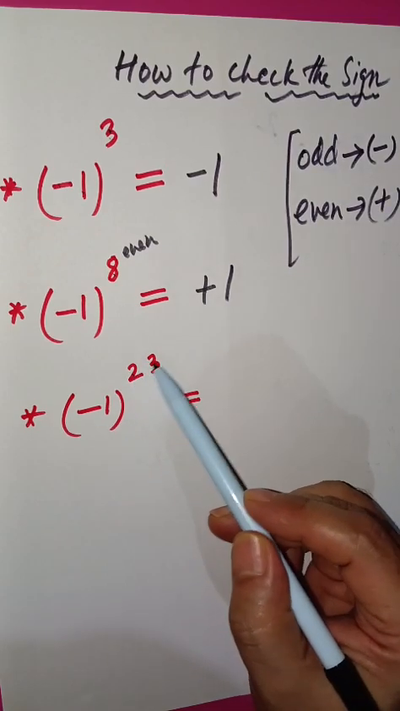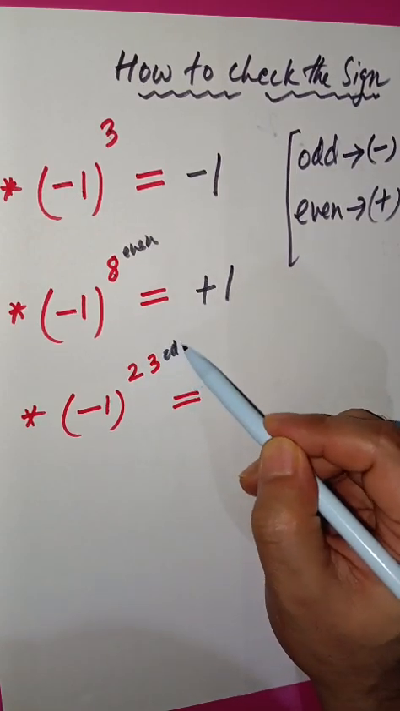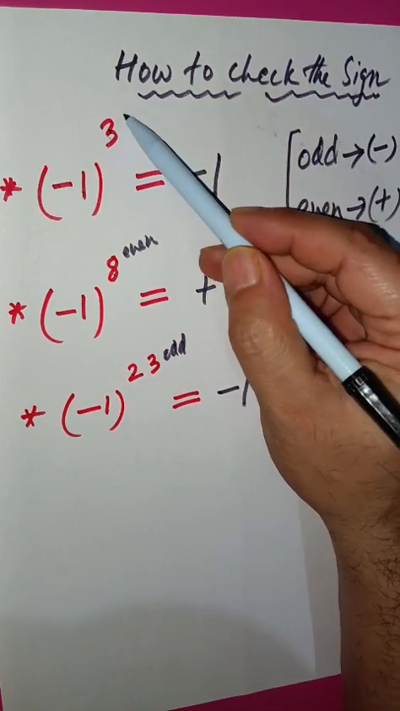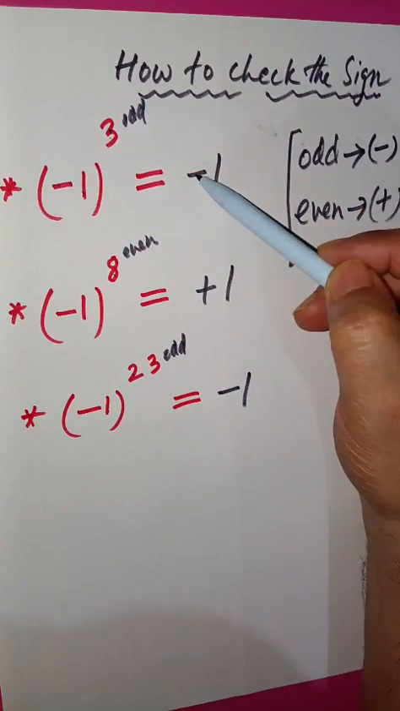Here power is 23, which is odd number. 23 is an odd number, so answer is minus 1. So this also, 3 is odd number, so it is minus sign. That's all.